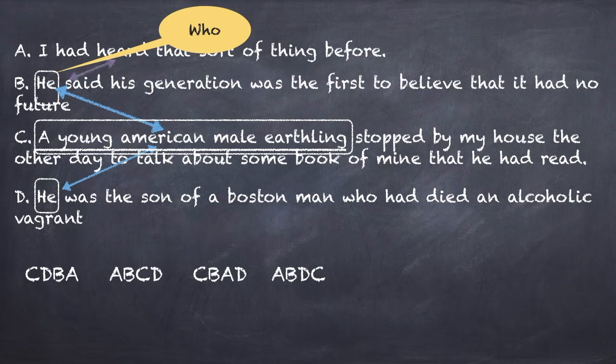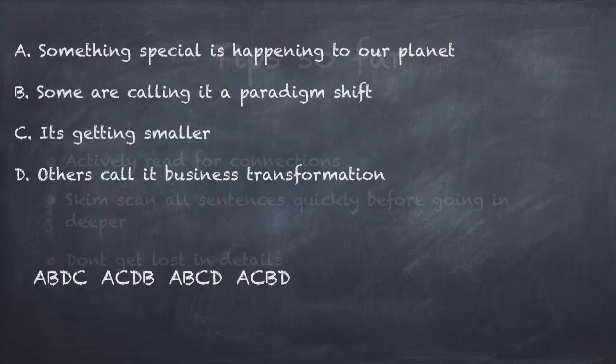If that is not enough, he was the son, that is further introduction, and then he said, right? And I had heard. He said, I had heard. Doesn't matter what he said, doesn't matter what I think about what I heard, but he said and I heard is another connection. So if you connect them all together, your answer should be fairly easy. Your answer should be C, D, B, A.